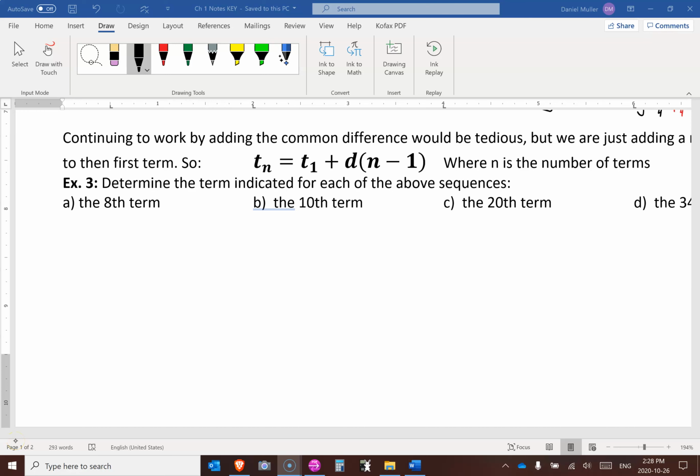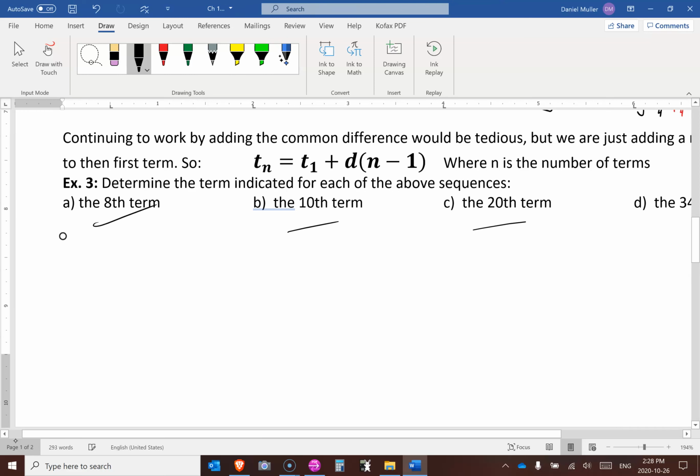We know about sequences now. We know that we have to add some sort of common number to get to the next term. And it would become very tedious, very difficult, to find the 8th or the 10th or the 20th or 34th term if we had to keep adding this d 10, 20, 30, 40, 100, whatever it happens to be, times.